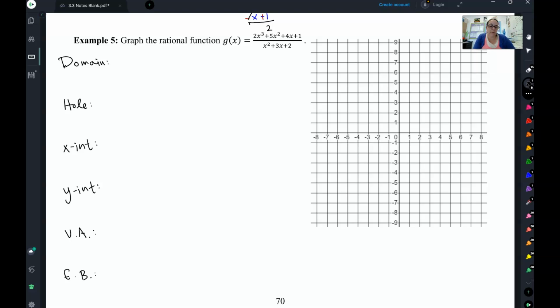Let's tackle example 5. Now, to start off, we need to find all of our things. We start with the domain. Domain comes from the denominator. So let's go back and factor the denominator.